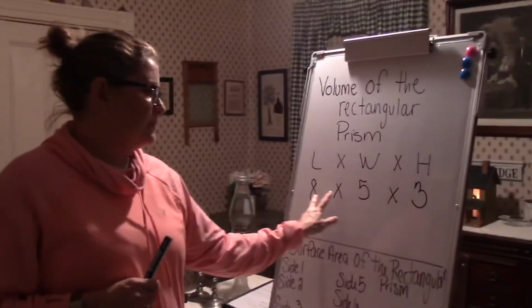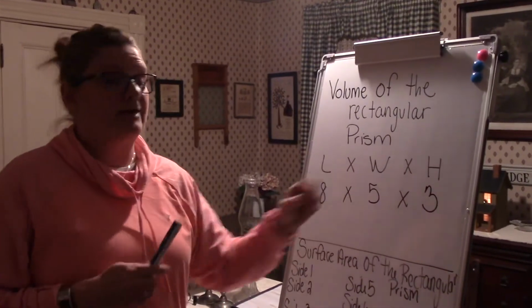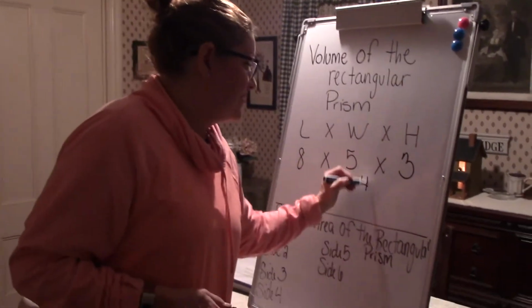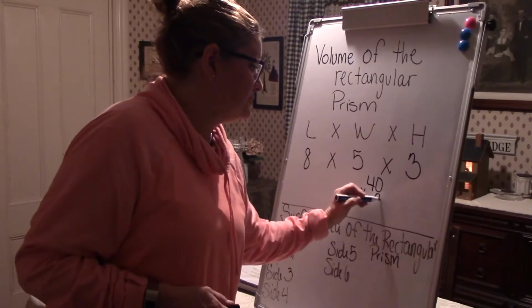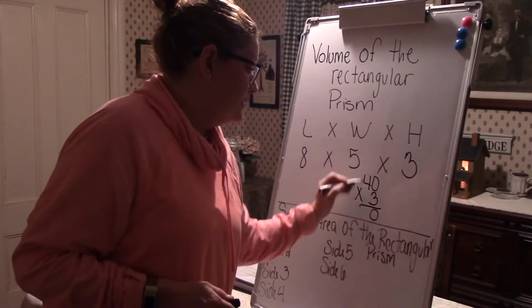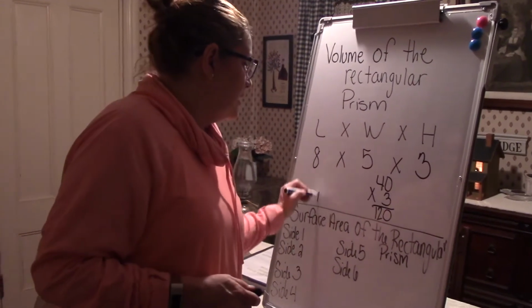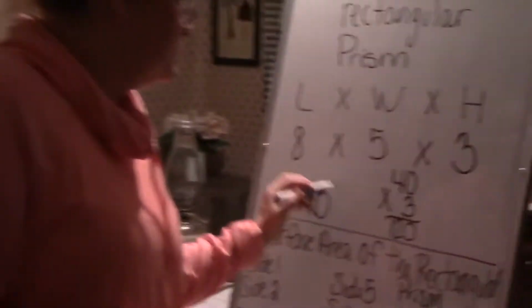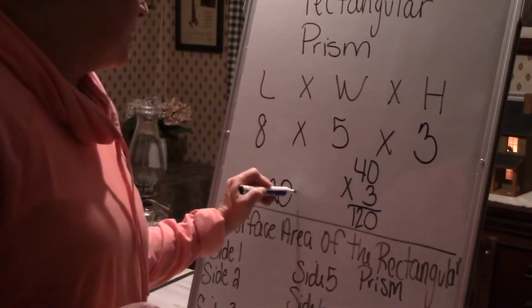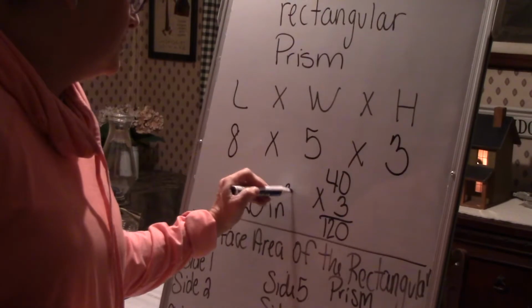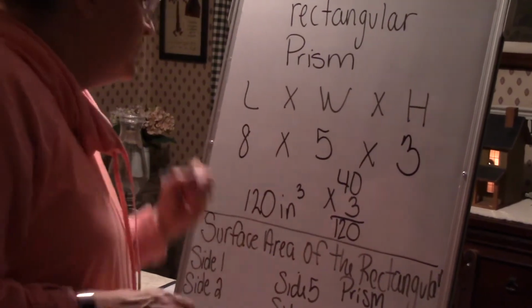Okay? So now when you're finding the volume, you need to multiply these numbers together. Okay? I like looking at these two numbers because I'm going to get 8 times 5, I'm going to get 40. And that's going to be easy to multiply times 3. And I get 120, and I measured in inches, by the way, inches cubed. So that is the volume of the rectangular prism.